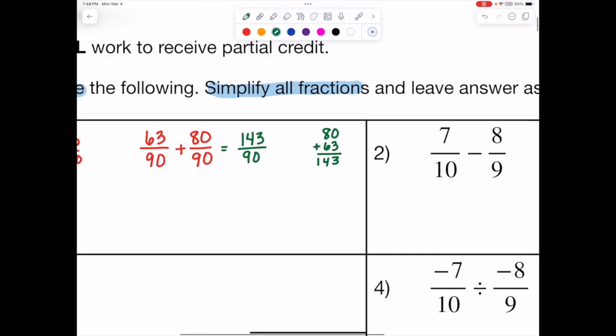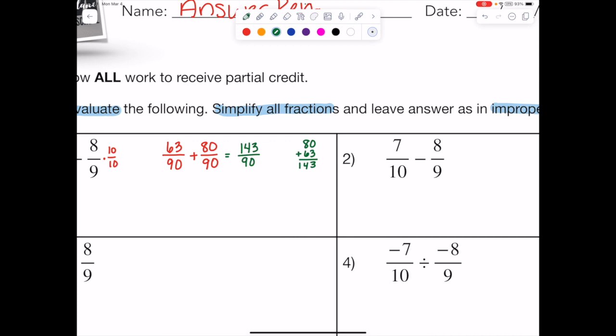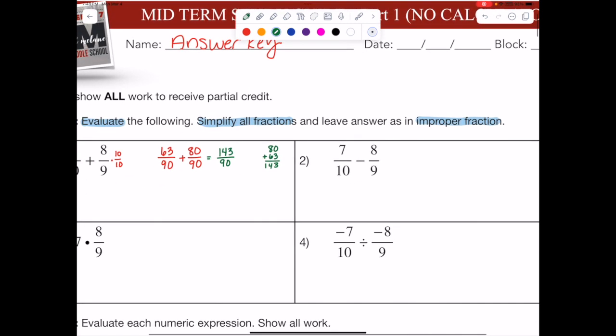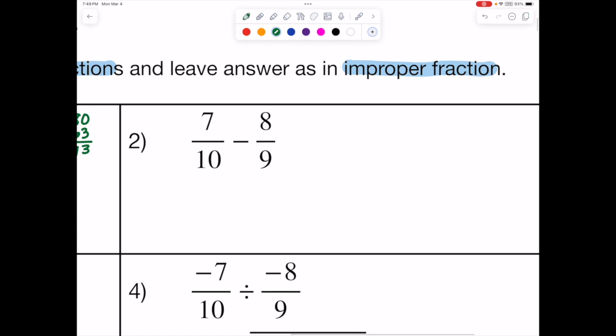Then it says simplify all fractions. So you start looking at things like, well, 143 doesn't end in 0 or 5. Unless you want to look at your divisibility rules on the wall, this one is completely simplified. Let's take a look at number 2. Actually, I'm going to highlight my answer.